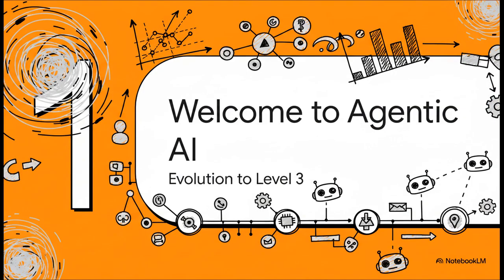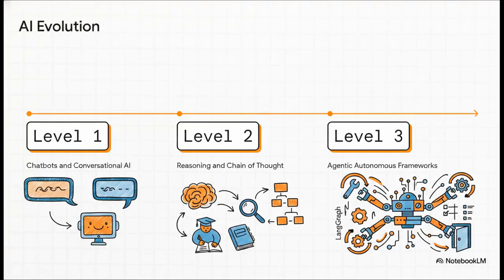Okay, Section 1. Welcome to Agentic AI and the evolution to Level 3. Let's look at the timeline to understand exactly why we need these new coding frameworks. We have evolved insanely fast. Level 1 gave us basic conversational chatbots. You ask a question, it gives you an answer. Then Level 2 brought reasoning models like OpenAI's O1, which used chain of thought to act kind of like a PhD student intensely researching a topic before getting back to you.